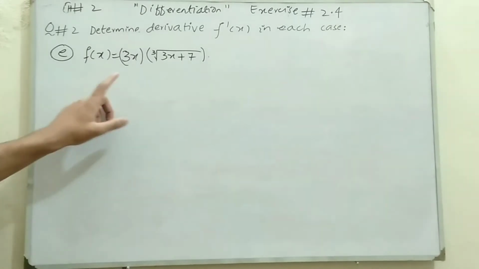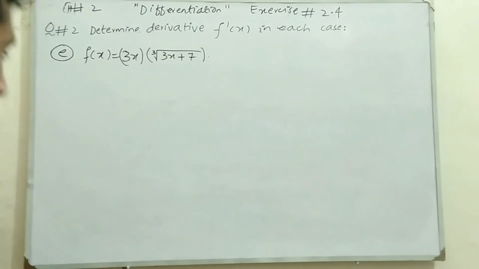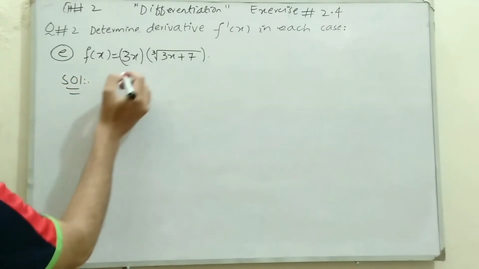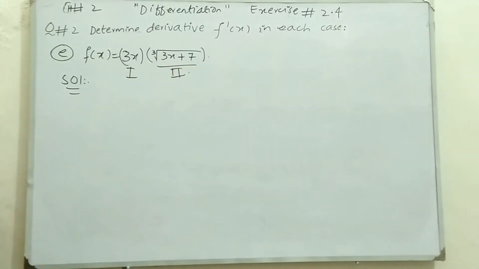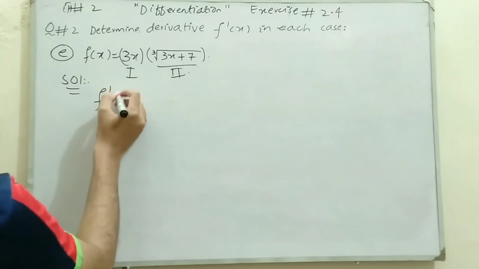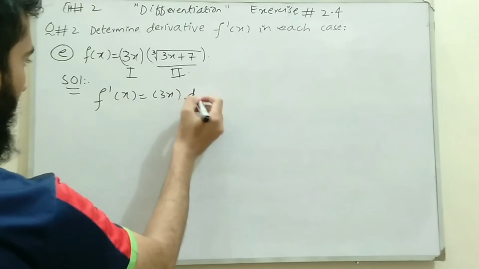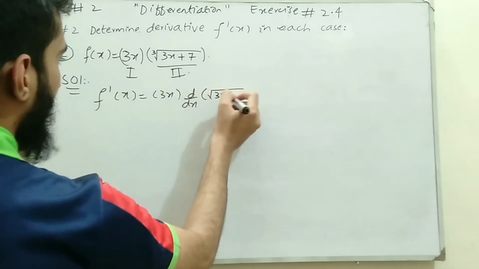A function is given f of x is equal to 3x multiply cube root of 3x plus 7. Now we are going to find their derivative. So move towards the solution. Let's suppose this is first function 3x and this is second function. So when the two functions are multiplied with each other, we will use the product rule of differentiation. So f prime of x will be equal to the first function 3x, derivative of the second function, this is the function 3x plus 7.